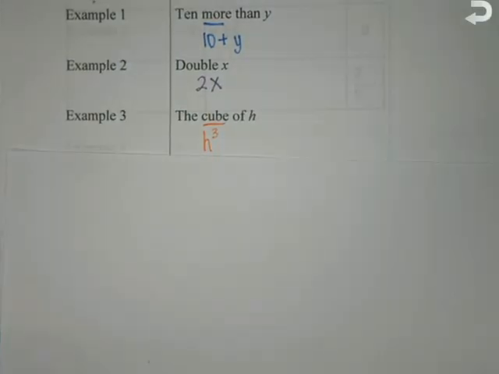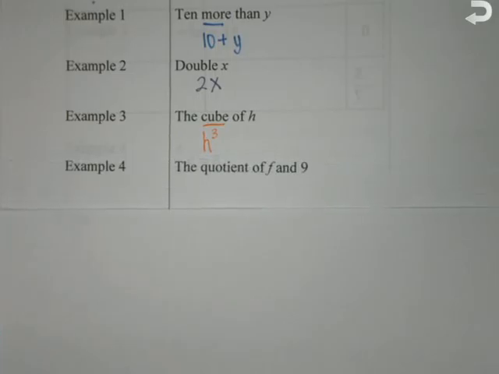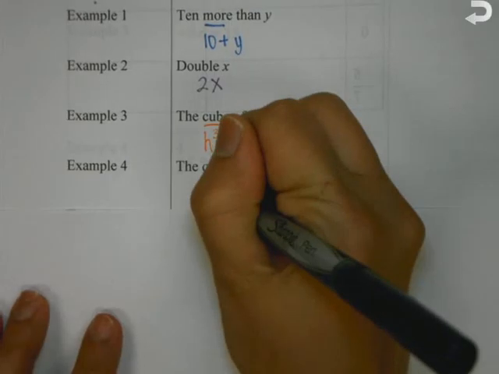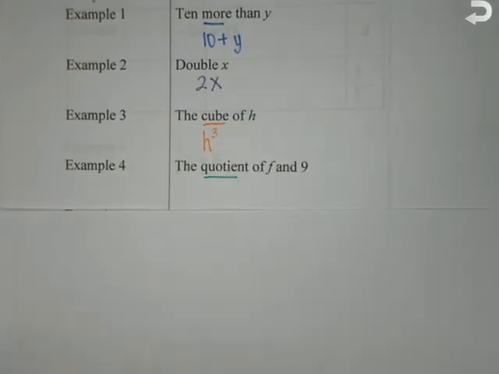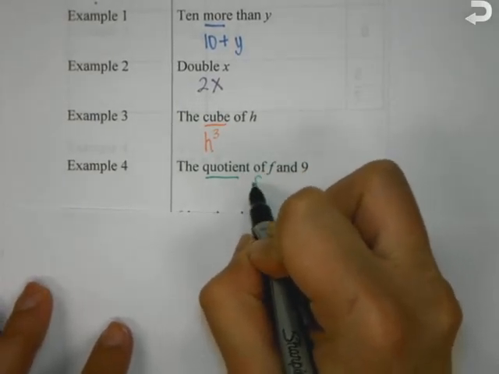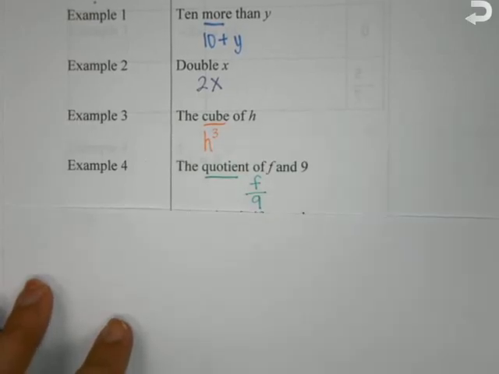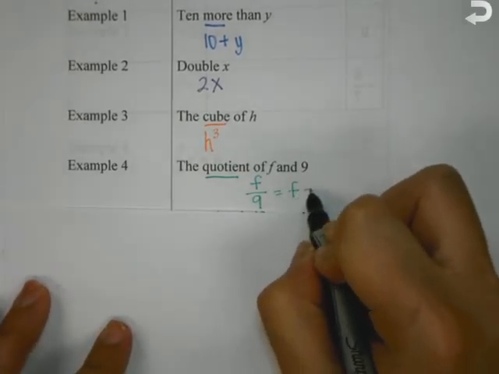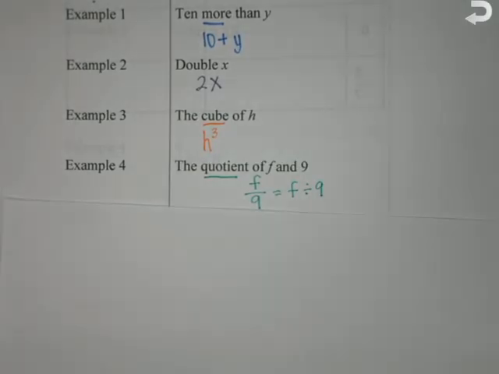Okay, example 4. The quotient of f and 9. Amara, what does quotient mean? Division. Okay, so what goes on top then and what goes on bottom? Any guess? F goes on top. How did you get F goes on top? Yeah, because it's the first one. So we just do it the way we read. So it's the same as F over 9 or F divided by 9. Same thing. Okay? So quotient means we're dividing and fractions are the same as division.